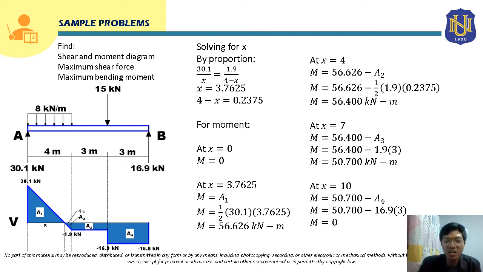So class, at this point, which is x equal to 10, the moment should really be 0. Why? Because at this point, there is no applied moment or couple. There's also no reaction moment. Therefore, the moment here should really be 0. If this is not 0, there's something wrong in our computation. But since it is 0 here, we can say that we computed the moment at each point correctly. Okay, so we are going to plot these values in the moment diagram.